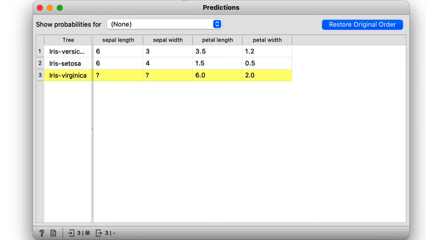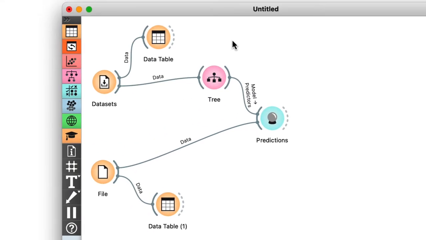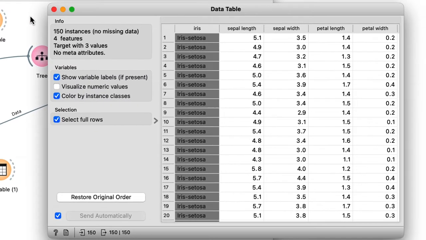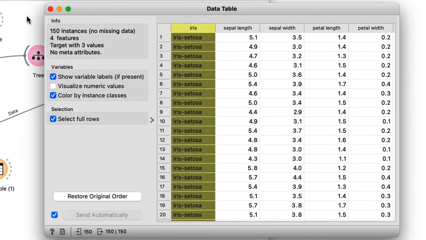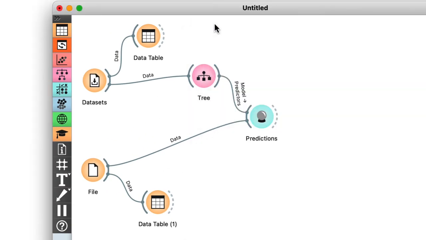So, let's just take another look at our workflow. We loaded Anderson's Iris dataset with the Datasets widget. Now notice that the data contains the species of flower, or the label, in addition to the leaf measurements of each instance. Then, we used this data to build a classification tree. In other words, a model that looks at leaf sizes and predicts the species of iris.